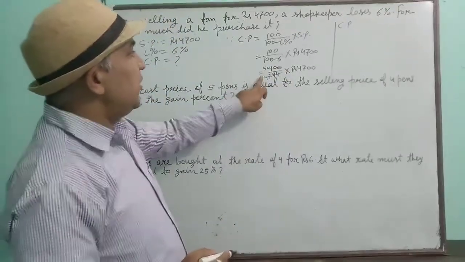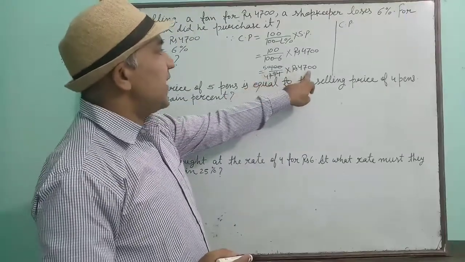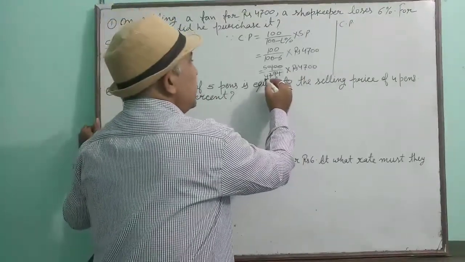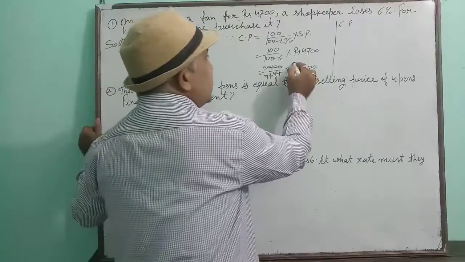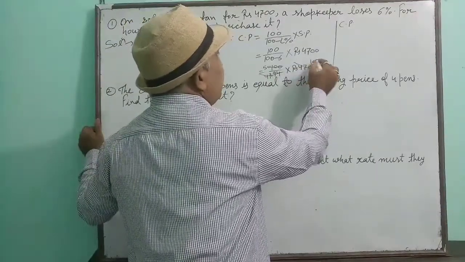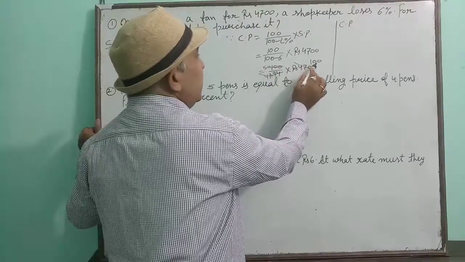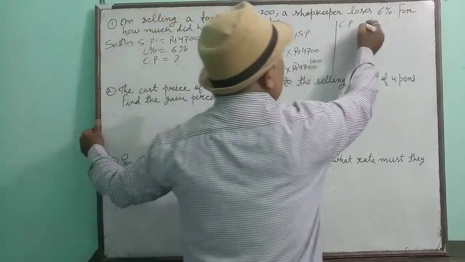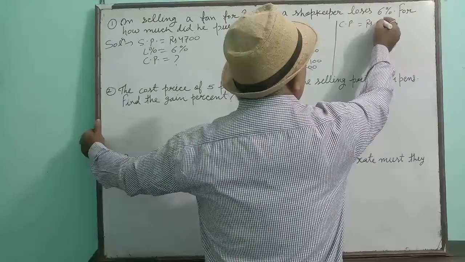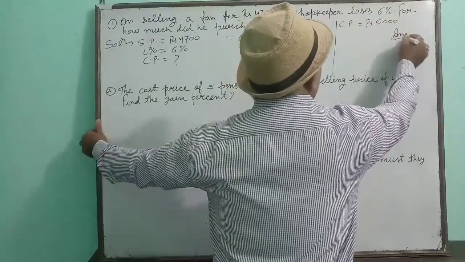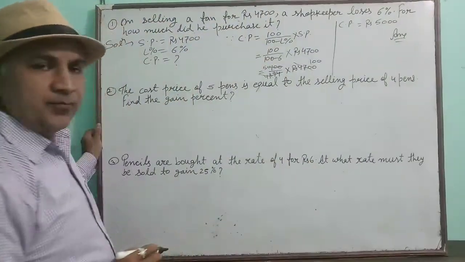Now from here, 47 divides 4700 by 100 times. Now 50 into 100, that means the cost price is rupees 5000 and this is your answer.